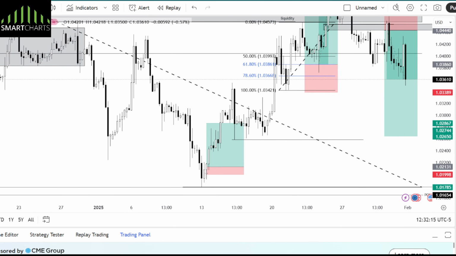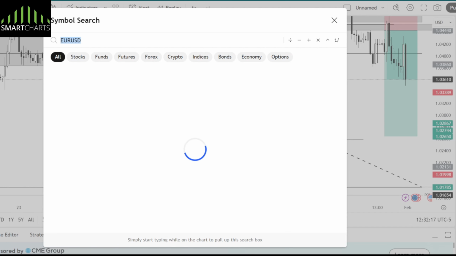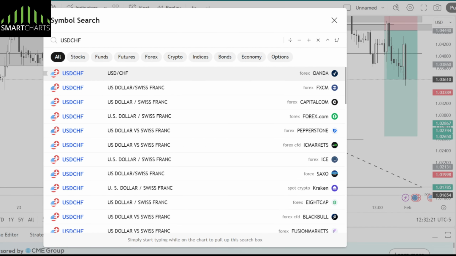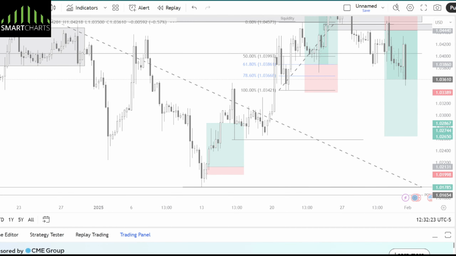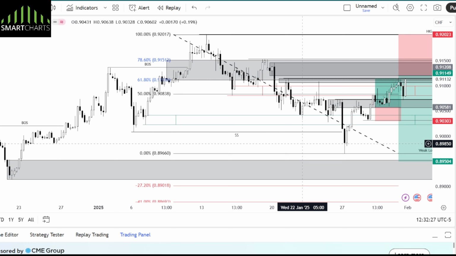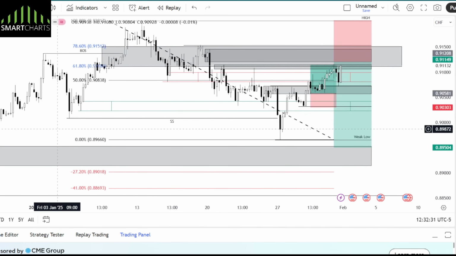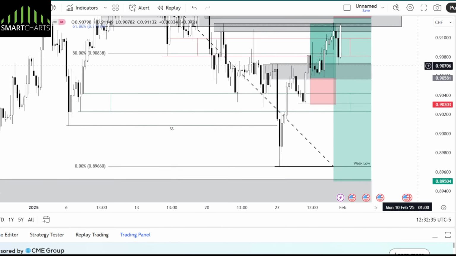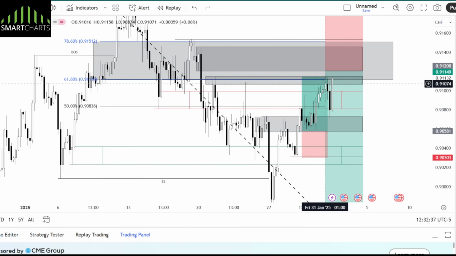I want us to look at another currency pair. Let's look at USD CHF. This is a current trade that we are taking, USD CHF. It's the same thing we are doing. It's literally the same entry model that we are targeting to take our entries from. I actually took this entry from this zone.